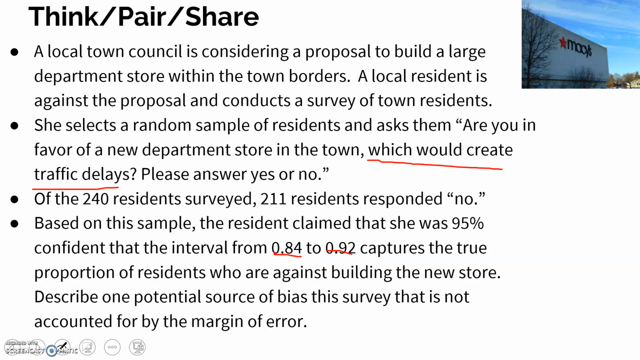Describe one potential source of bias in this survey that is not accounted for by the margin of error. Okay, pause the video, try it out, check back when you're done.